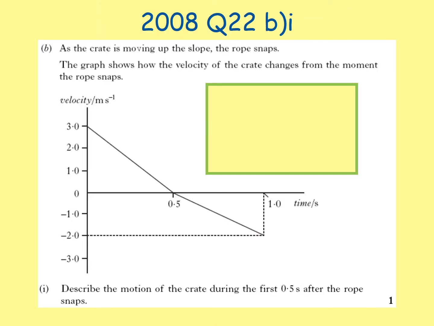For this question, we have a crate moving up a slope. As the crate is moving up the slope, the rope snaps. The graph shows how the velocity of the crate changes from the moment that the rope snaps. We need to describe the motion of the crate during the first 0.5 seconds after the rope snaps. So the first 0.5 seconds is obviously between here and here, and we can see that there is a constant decrease in the velocity here. So we can say a constant deceleration from 3 meters per second to 0 meters per second.